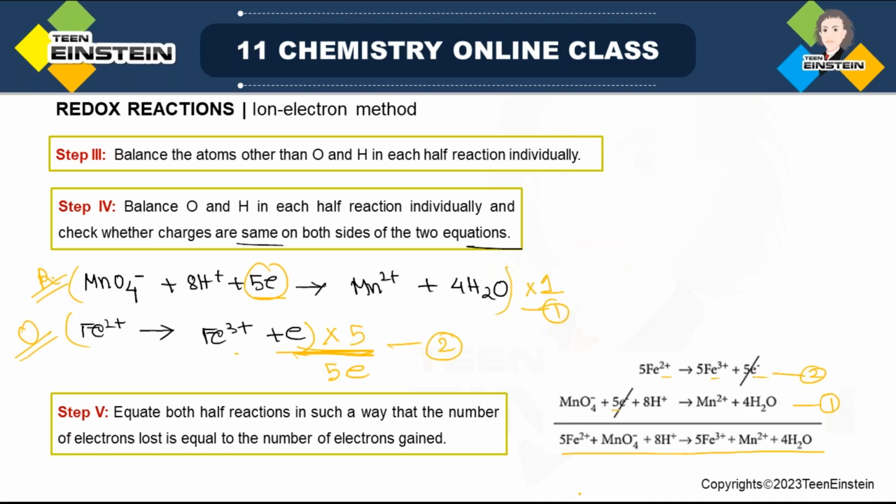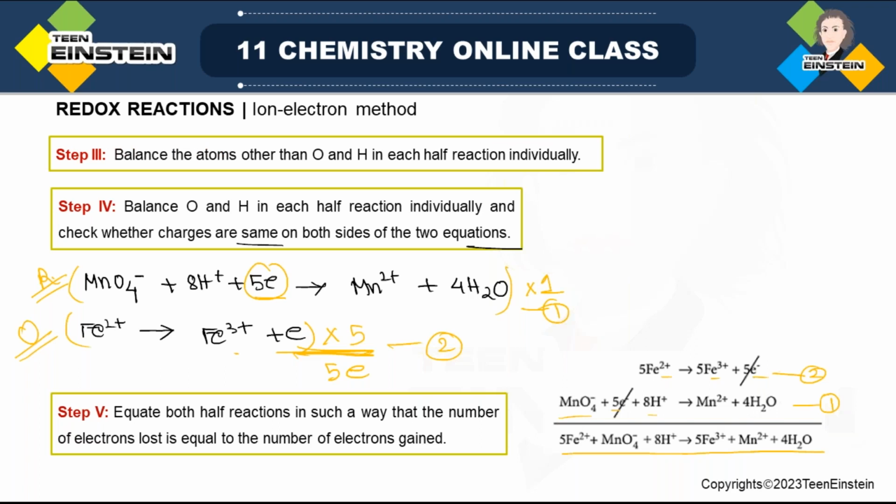5Fe2+ + MnO4- + 8H+ gives 5Fe3+ + Mn2+ + 4H2O. There is basically no change here. The only change you can see is in the other equation, that is in the iron equation. Fine.